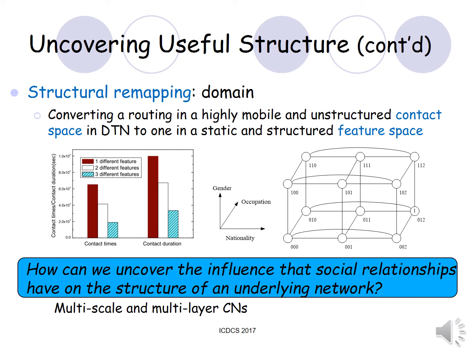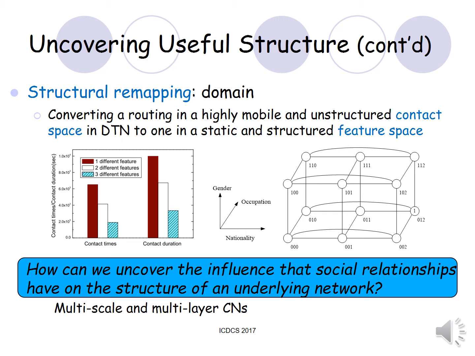Imagine there is a person. Each person is represented by a set of features. The diagram shows gender, occupation, and nationality. From a similar trace from Infocom, it showed that people with similar features tend to interact more frequently. In the diagram, the left bar corresponds to persons with one feature difference, the next one is two feature differences. You can see the contact frequencies change dramatically.